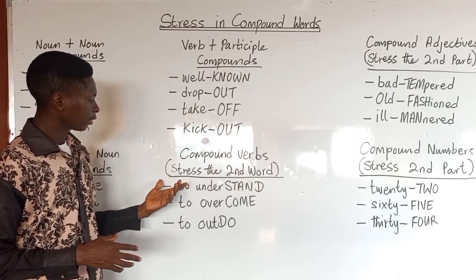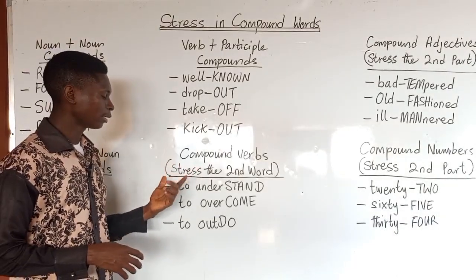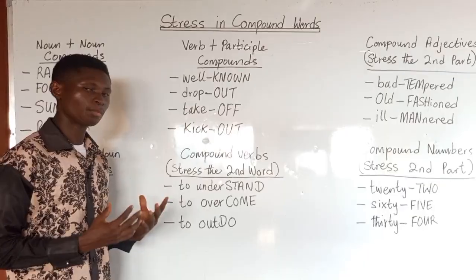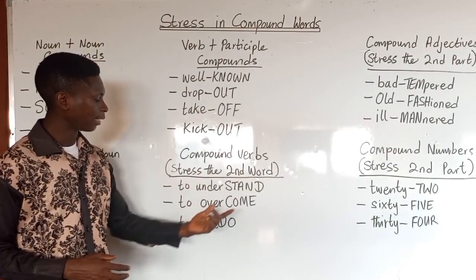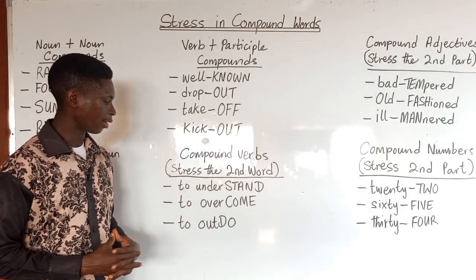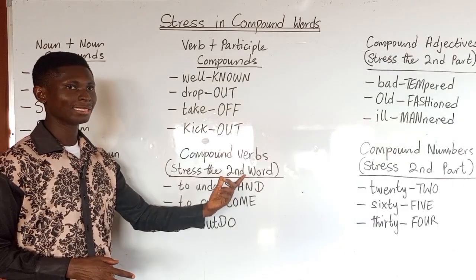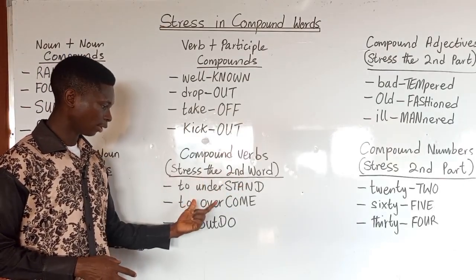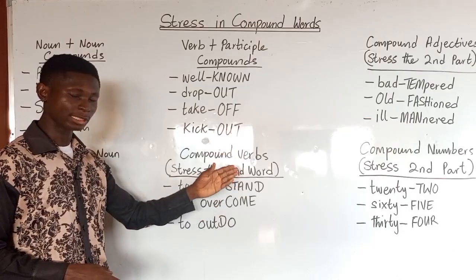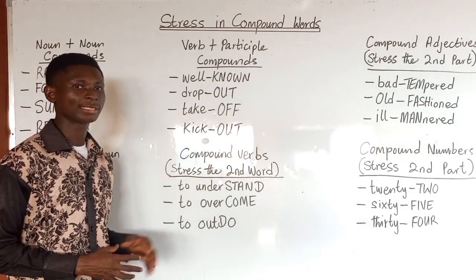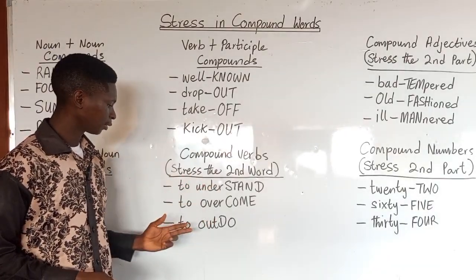Again, let's look at compound verbs. Here, when it comes to compound verbs, you stress the second word. For instance, to understand. Understand is a compound verb here. So, you don't stress under, rather the stress is on stand. You have understand. Overcome. Outdo. So, in this case, the stress is on the second part of the compound word. To understand, to overcome, to outdo.